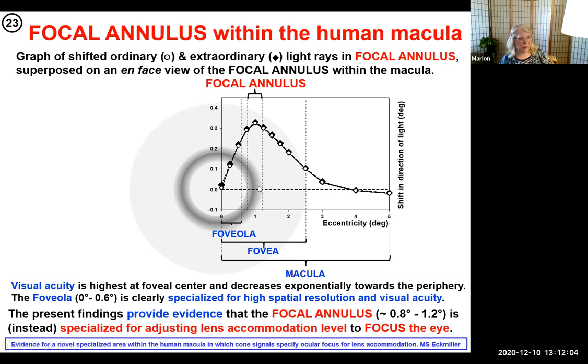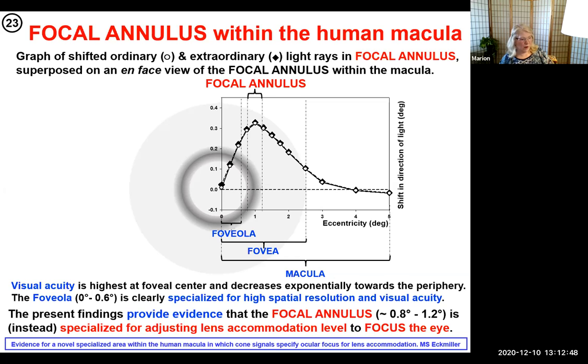So this focal annulus, I propose, is specialized, not for high visual acuity. It can't do that, but it can do something sort of as an accessory function for the central cones. It can tell the whole visual system how to focus so that the cones in the center of the eye are going to be well focused. And one assumes that when these focal annulus cones are well focused, the cones in the center of the fovea will also be well focused.